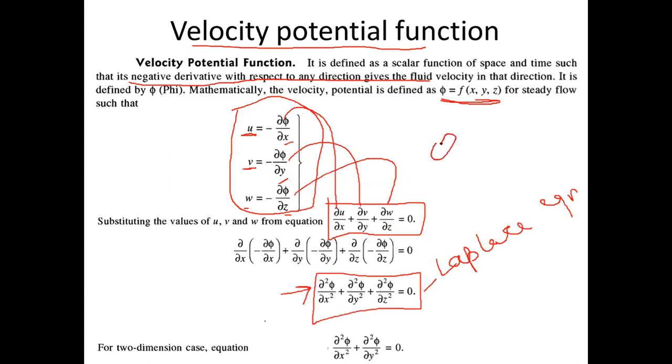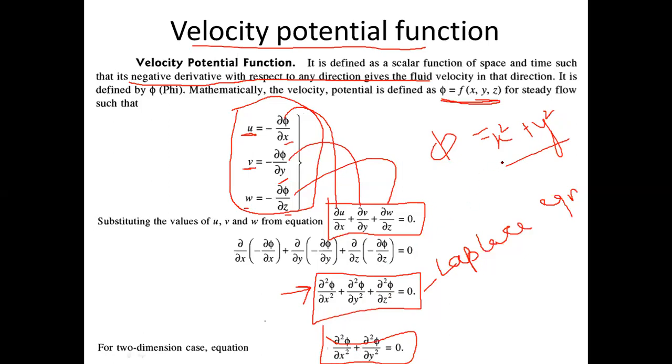Suppose I give you a question, let's say phi is equal to x square plus y square. If I ask you whether it's a case of possible flow or not, you just need to find the Laplace equation of that case. Since it's a two-dimensional flow, I have not given you the value of z. So in 2D, the Laplace equation will be this, because there should be no z. If z is removed, this will be the Laplace equation in two dimensions.